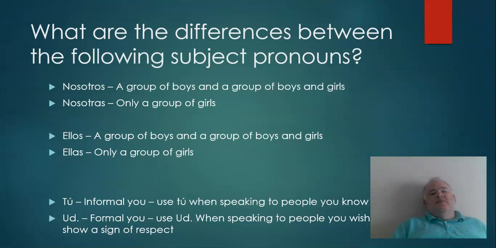So, let's pause for a moment and go back and take a look at our subject pronouns. You may be confused for just a moment. You may want to know the differences between nosotros and nosotras because they both mean we. Nosotros is only for a group of boys or a group of boys and girls. Nosotras is used strictly when you're referencing a group of girls. The same thing is true for ellos and ellas. When you're referencing a group of boys, or boys and girls, use the pronoun ellos. When you're only referencing a group of girls, use the pronoun ellas.